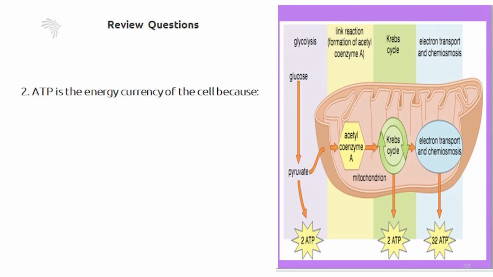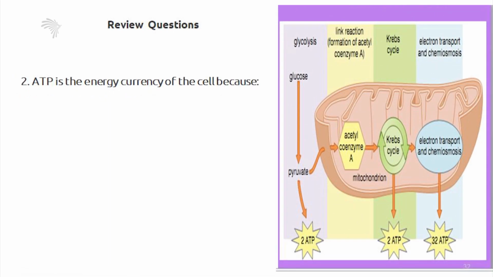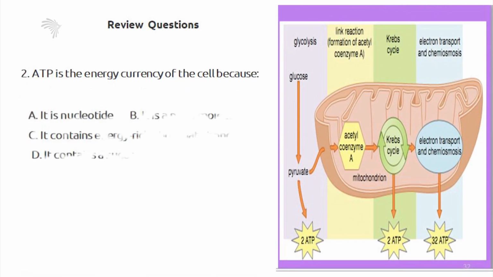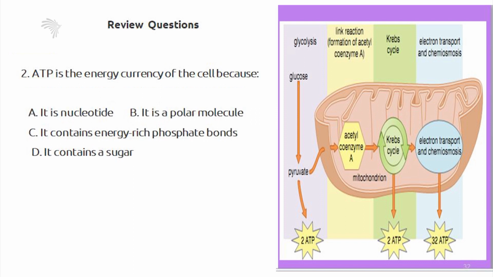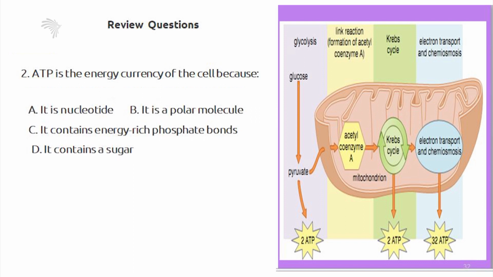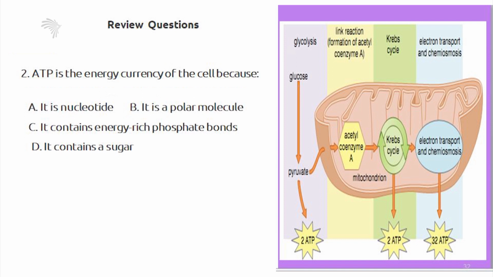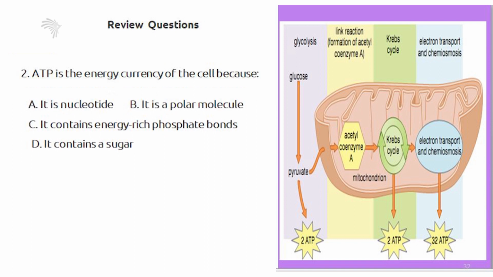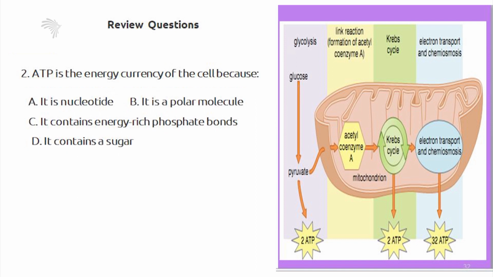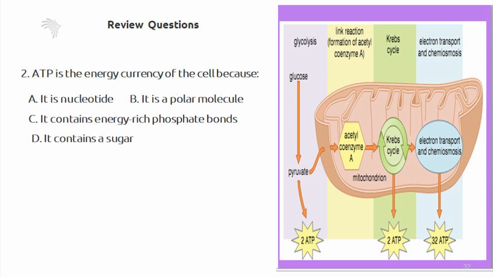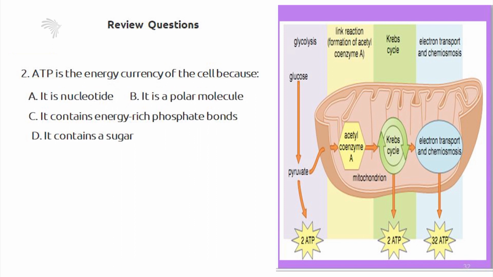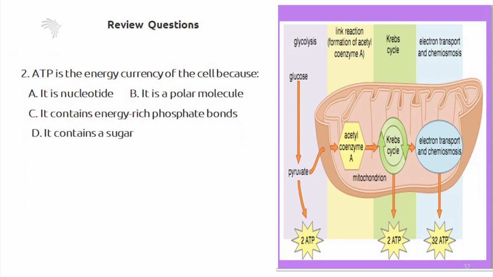Second question. ATP is the energy currency of the cell because A, it is a nucleotide, B, it is a polar molecule, C, it contains energy-rich phosphate bonds, D, it contains sugar. The answer to this question, students, is C. If you have said C, you're correct.